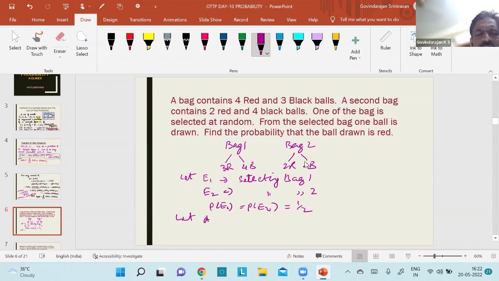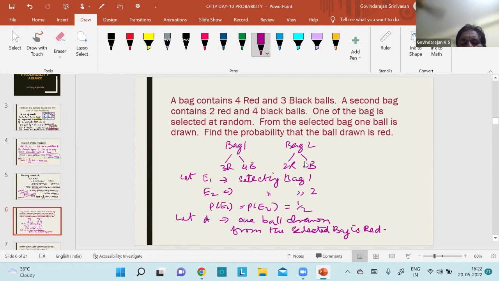Let A be the event that from the selected bag, one ball is drawn, and find the probability that the ball drawn is red color. So one ball drawn from the selected bag is red color. This is the event A. Now we are going to find probability of A given E1, the conditional probability. So the probability that the ball drawn from the selected bag is red, given that it is taken from bag 1. Bag 1 has 3 red balls out of 7, so 3 over 7 is the probability.